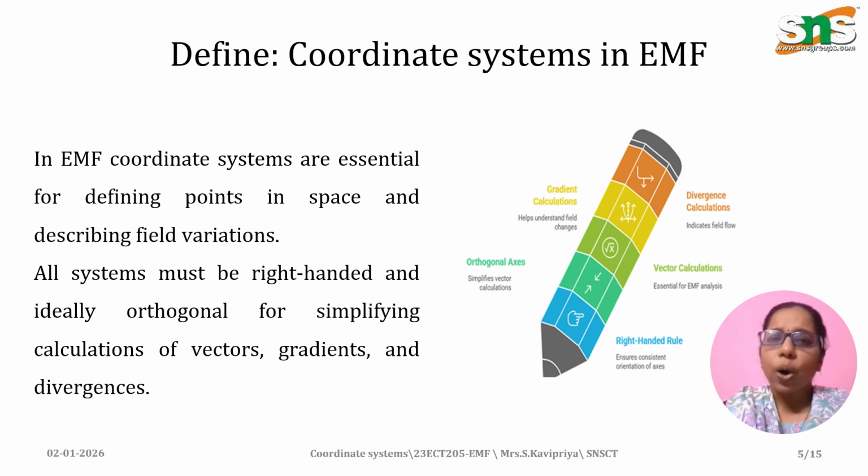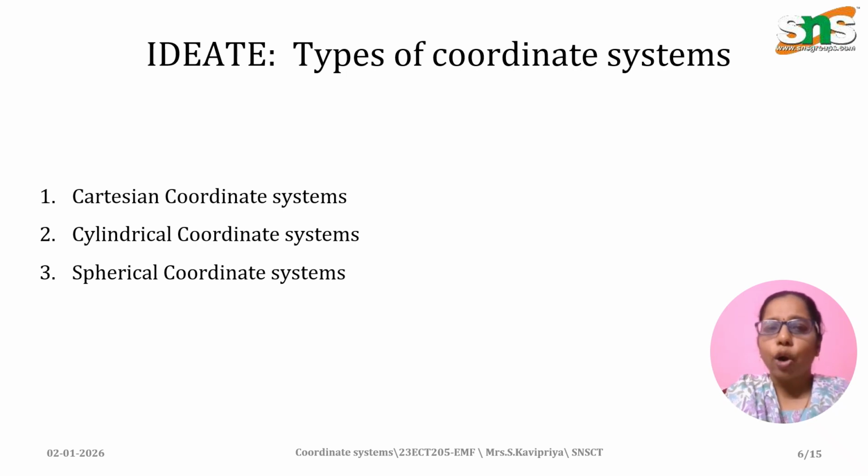And what is a coordinate system in electromagnetic fields? It is essential for describing a point in space, and also for describing the electric and magnetic field variations. Here, the axes in the coordinate systems are mutually perpendicular to each other. Different types of coordinate systems are Cartesian, cylindrical and spherical. So let's discuss these three coordinate systems in depth.